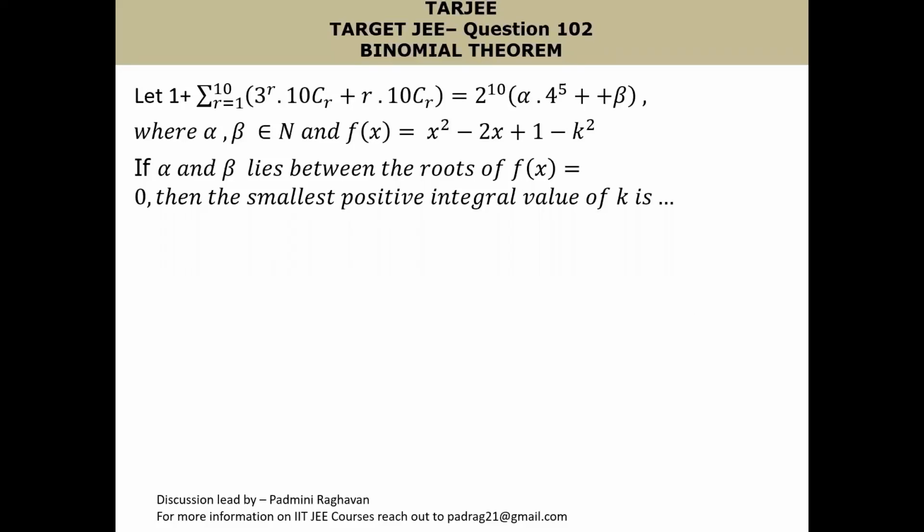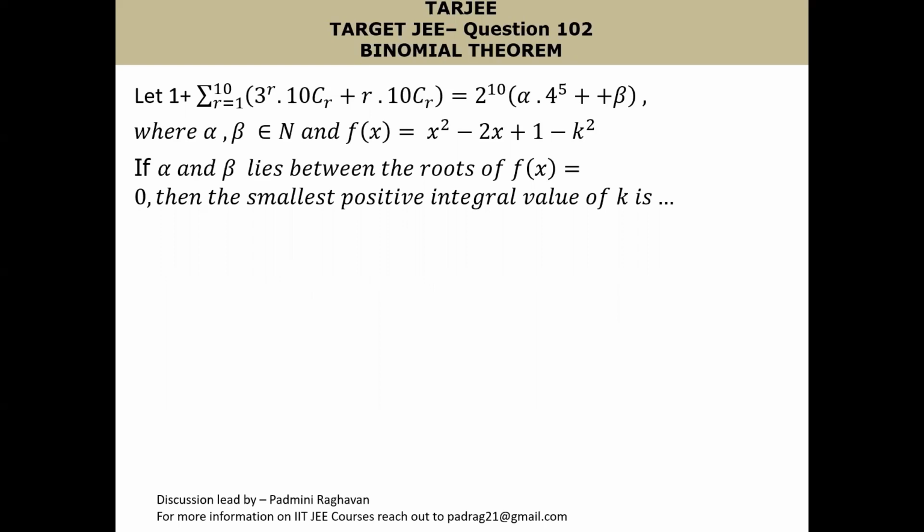Let 1 plus summation r is equal to 1 to 10, 3 power r into 10 cr plus r times 10 cr is equal to 2 power 10 into alpha times 4 power 5 plus beta. Alpha and beta are natural numbers. And we are given f of x is equal to x square minus 2x plus 1 minus k square. Alpha and beta lie between the roots of f of x is equal to 0. Find the smallest positive integral value of k.